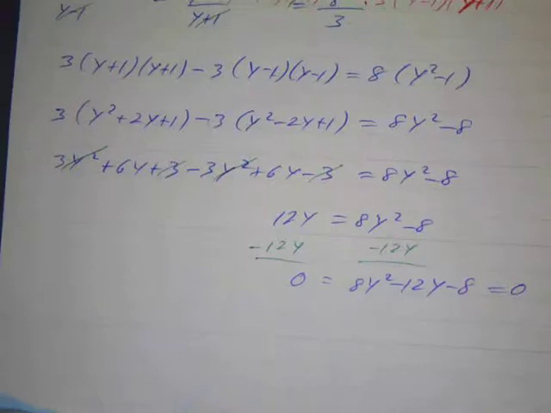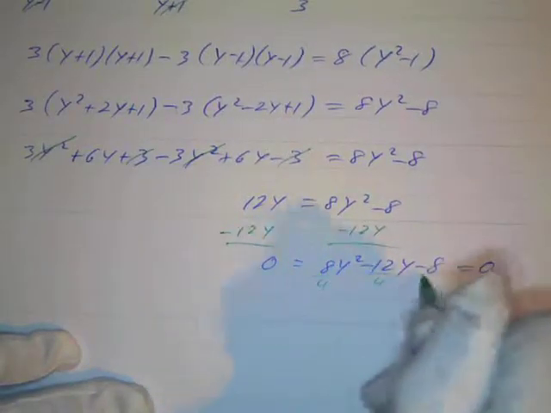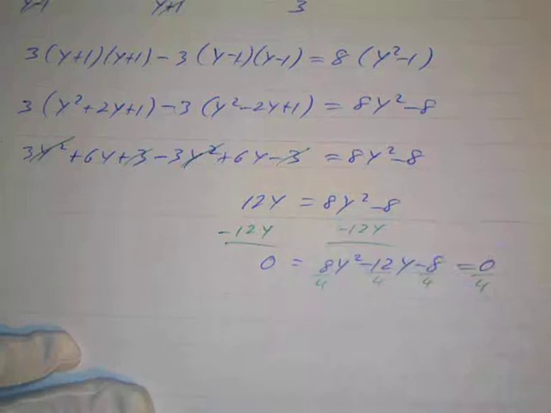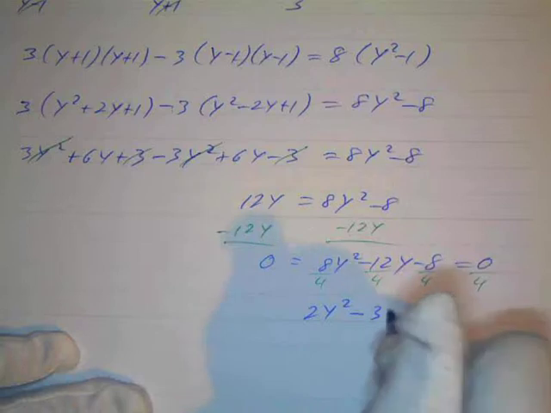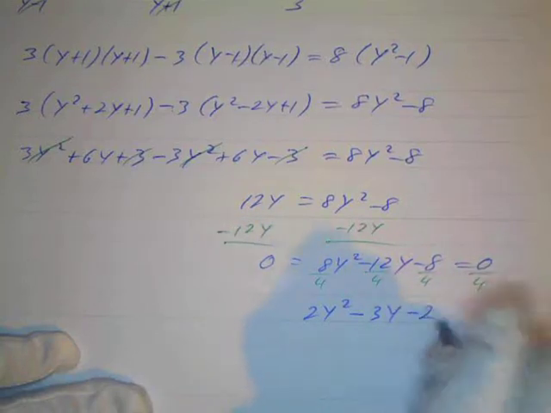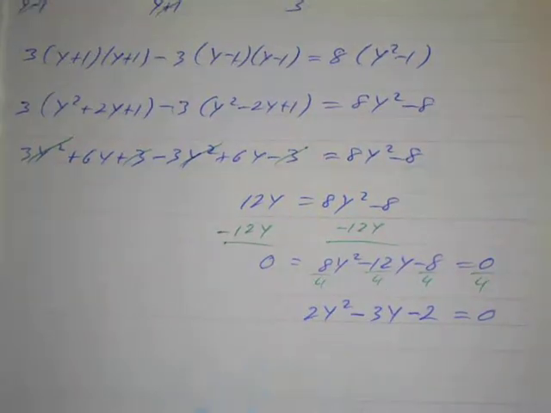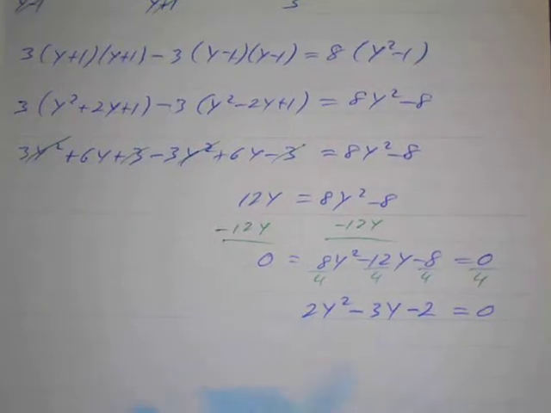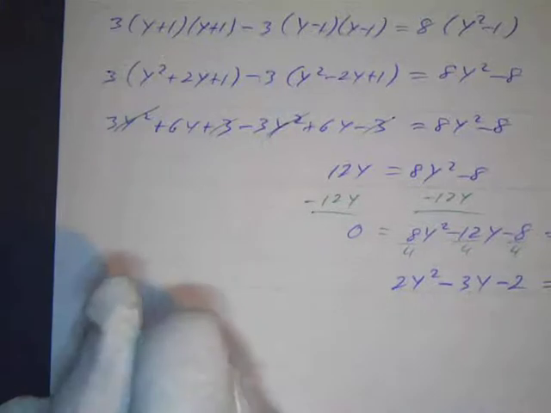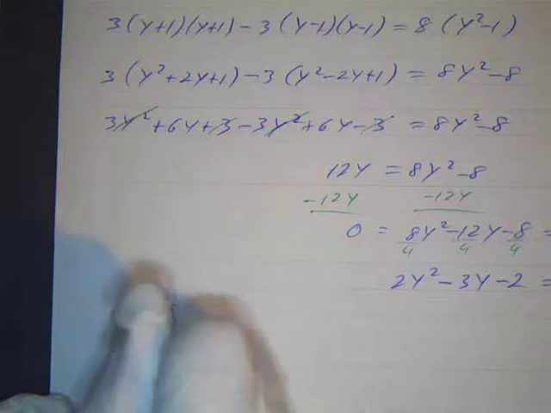Now what I can do is divide everything by 4, and that's going to make my life a little bit easier. And I end up with 2y squared minus 3y minus 2 equals 0. So now I've got to factor this. Now this is a general trinomial, so I can use my general trinomial method, but because this is a prime, it's a little bit easier, so I might get away with it just by noodling it out. So I know the only way I can get 2y squared is 2y times y.